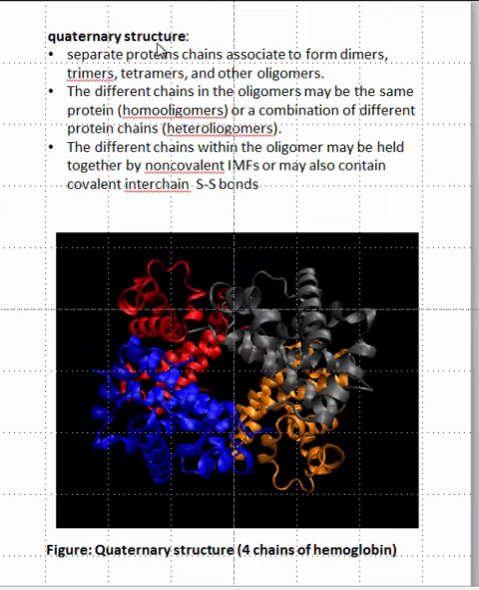The final way to categorize protein structure is called the quaternary structure. And that's simply when multiple protein chains come together through intermolecular forces to form an aggregate, not a wild aggregate, but an aggregate of a specific structure. Here's an example of hemoglobin, in which I have 4 different chains color-coded in different colors. The individual chains can be the same protein or they can be different proteins.